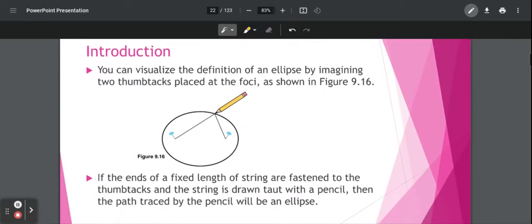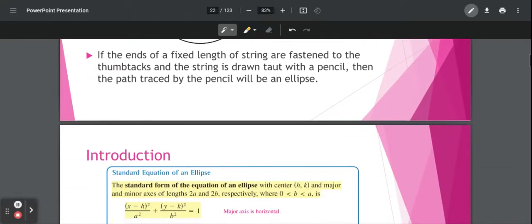So just kind of this visualization of how you have an ellipse. If you had your two fixed points, your foci, and you connected a couple strings and a pencil, if you just were to go all the way around, you would end up with this ellipse.